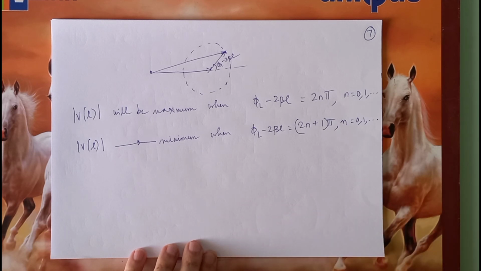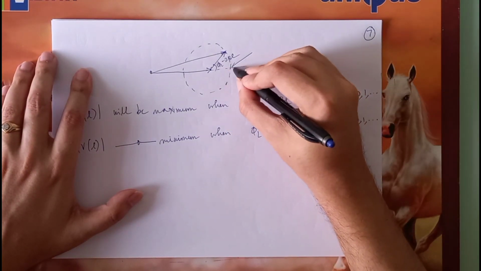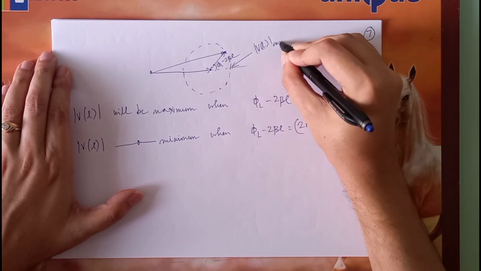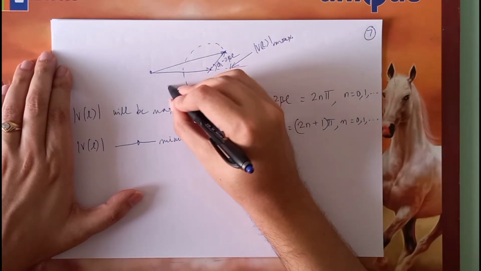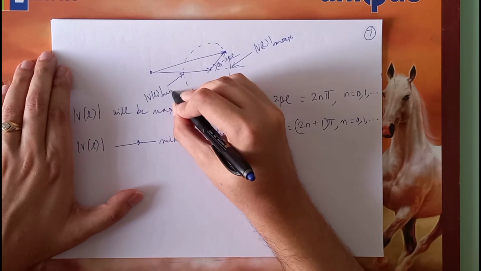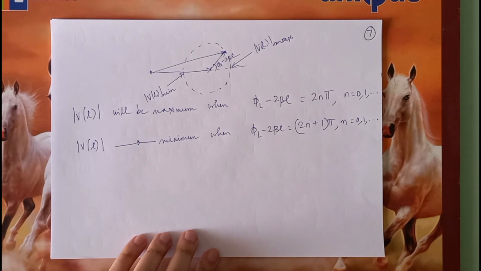Now, we can say that this point therefore corresponds to mod of V of L maxima, and this point corresponds to mod of V of L minima. Right?